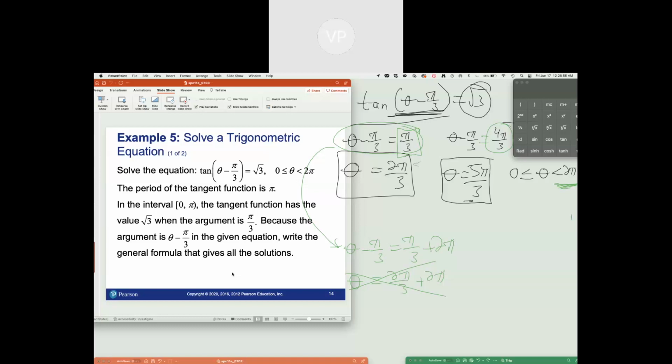The last thing, though, you want to make sure of, let's just look over here. Let's take the bigger one now. Let's take that one, and remember, you can also subtract 2 pi.